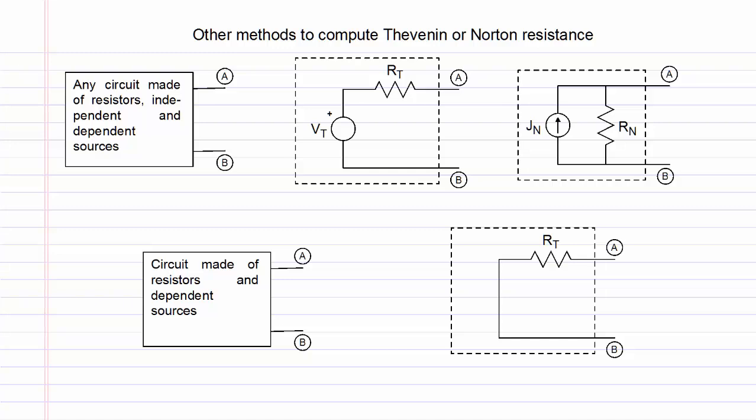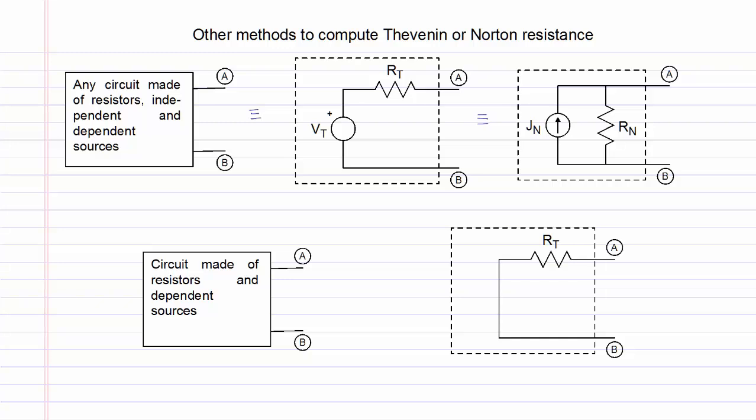In this video, we will look at other methods to compute the Thevenin or Norton resistance. The three circuits shown on the top are equivalent to each other at the terminals A and B. The first circuit is any arbitrary circuit made up of resistors, independent and dependent sources. The second circuit is the Thevenin equivalent of that circuit, and the last circuit is the Norton equivalent, which is equivalent to the other two circuits.